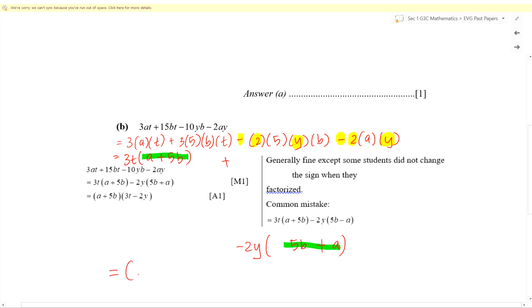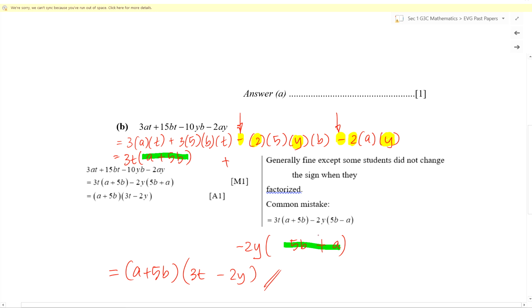So the next line will be a plus 5b. After I factorize them out, we are left with 3t minus 2y. I think this will come out also. Plus, this kind of sign change will come out also. They are not going to be so nice to you. I give you straight away 5b plus a. Most likely you will need to change the sign.